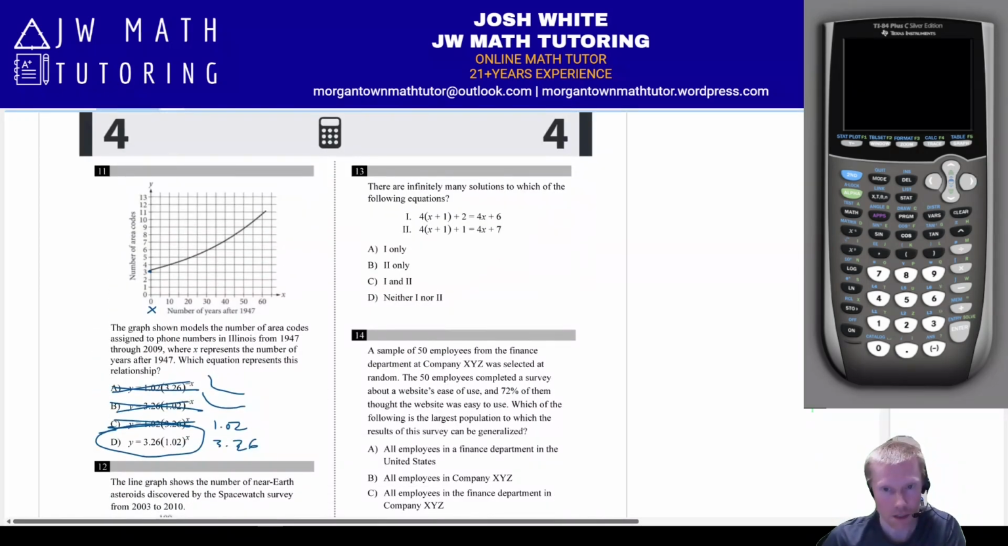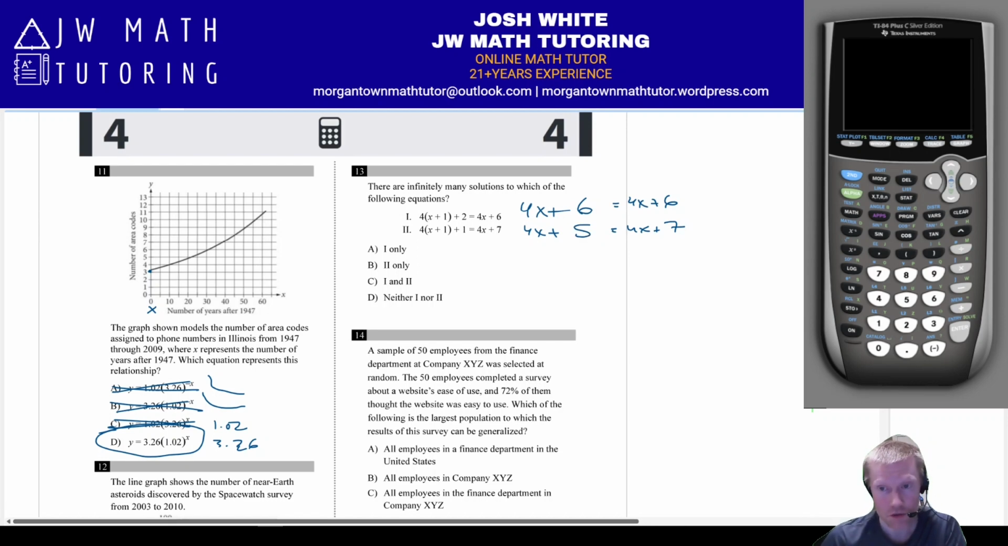All right, now back at the top of the page, problem number 13. Here you have two equations, and which of these will have infinite solutions, or it's also called all real numbers? On the left, if you distribute, you will get 4x plus 4 for both of them. And then you got a plus 2, plus 1 on the bottom. Plus 6, 4x plus 7. So notice what happens on top. The 4 and the 2 create a 6 when you combine them together. On the bottom, you get a 5, 4 plus 1.